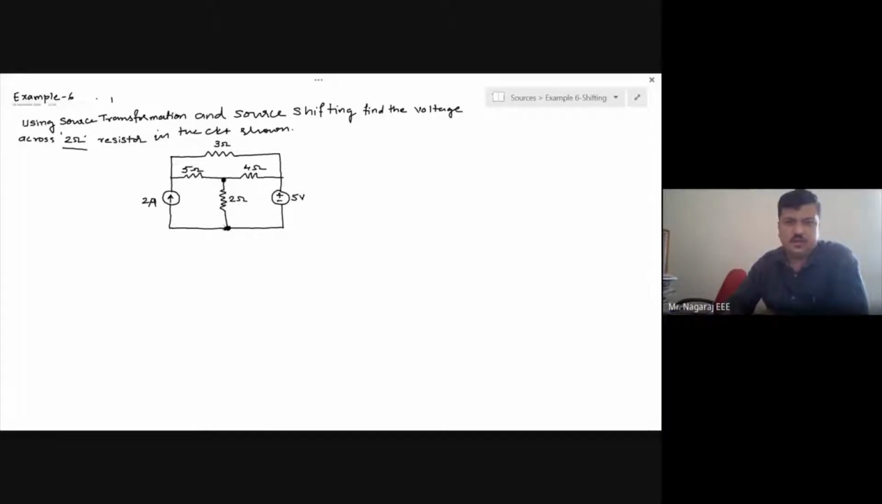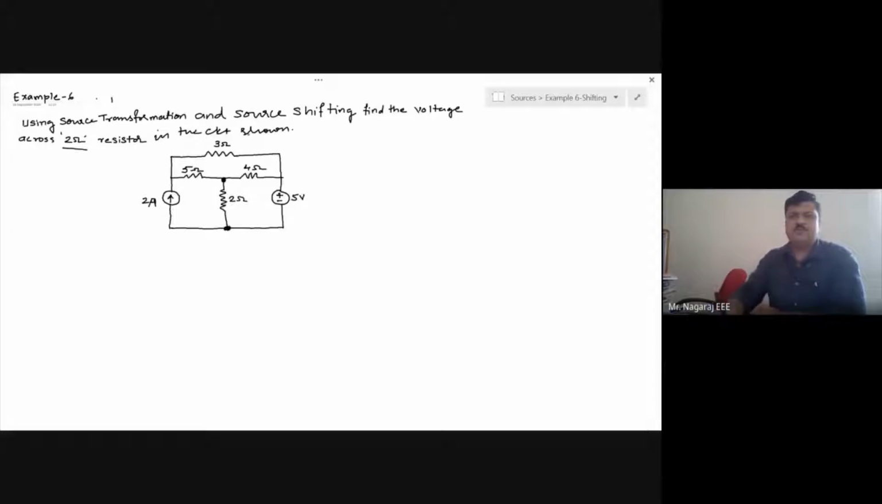When I observe this circuit at first, direct source transformation is not possible because there is no resistor in series with 5 volt and there is no resistor in parallel to 2 amps source directly. So therefore, source transformation alone will not help us to get the required solution. So first I need to do the source shifting.